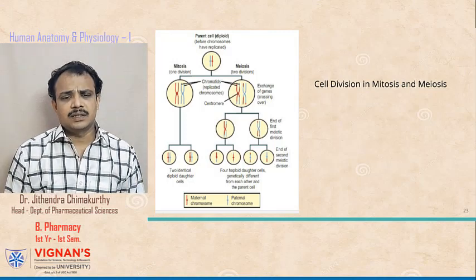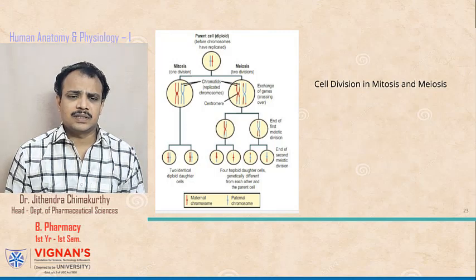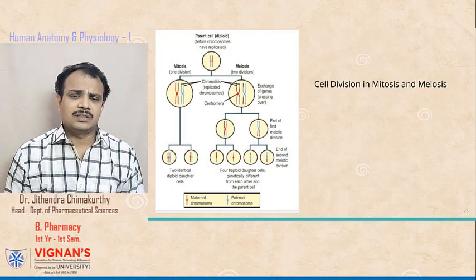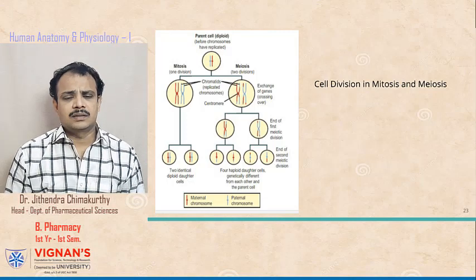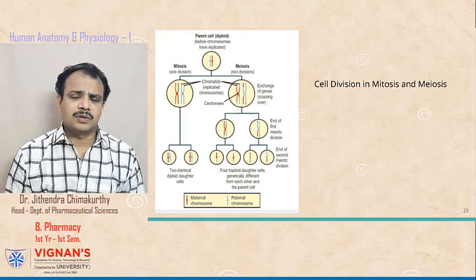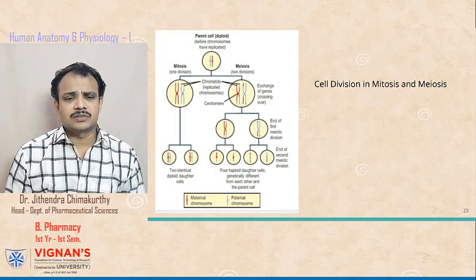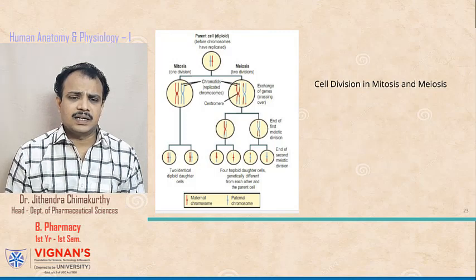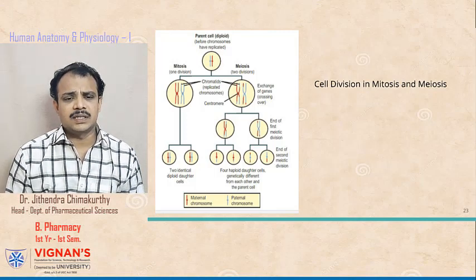We have seen in those daughter cells where the number of chromosomes are identical to that of their parent cell, such division is called as mitosis. Whereas in the formation of gametes such as ova and spermatozoa, which occurs by a process called as meiosis, the number of chromosomes will be half to that of their parent cell, and this process of cell division, it is called as meiosis.